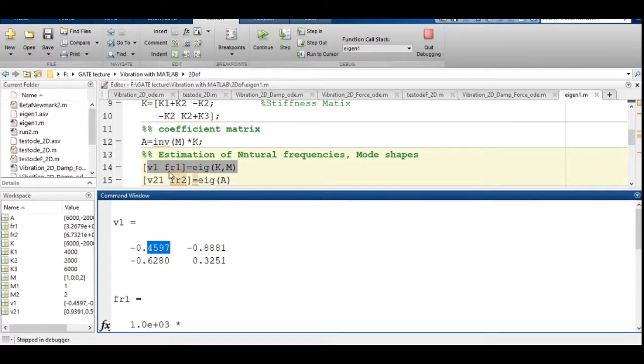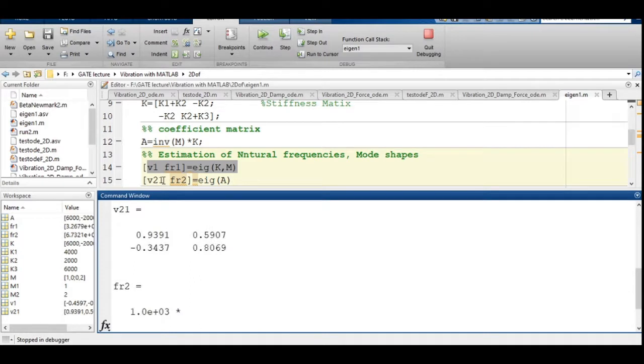Similarly, what is fr1? This is fr1. This is your first natural frequency, this is your second natural frequency, but this is not the natural frequency itself. It is the square of the natural frequency, and it is in radians per second. If you want to get it in hertz, first you have to take the square root of this value, then divide it by 2 pi, and only then will you get the final answer in hertz.